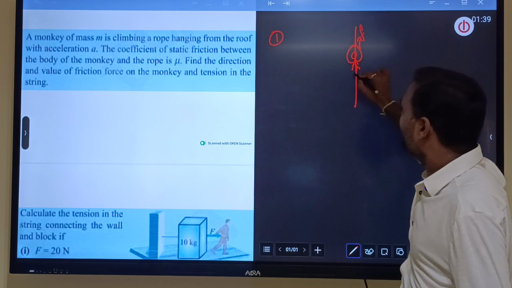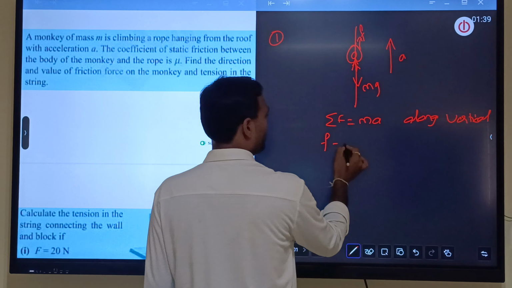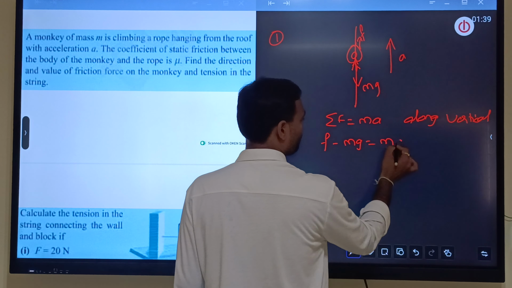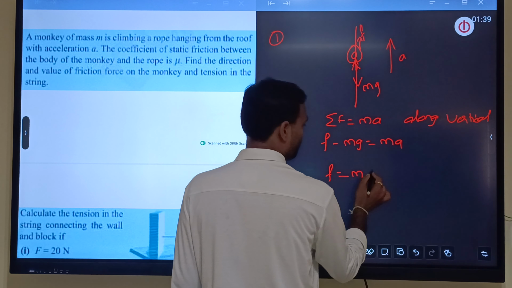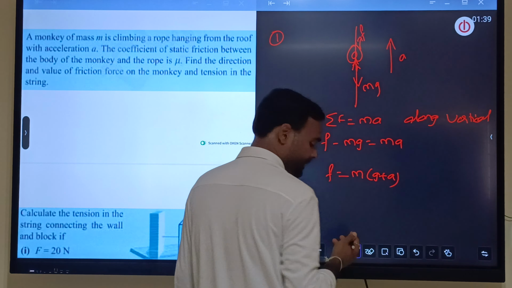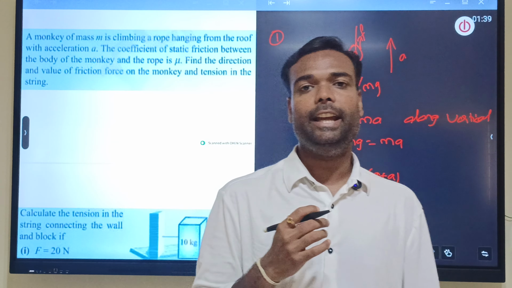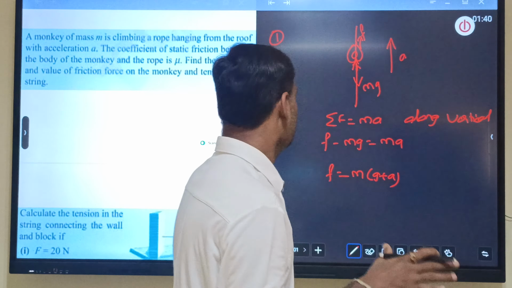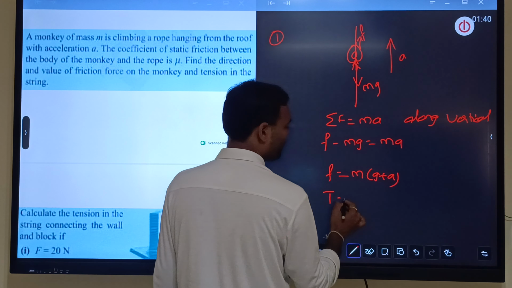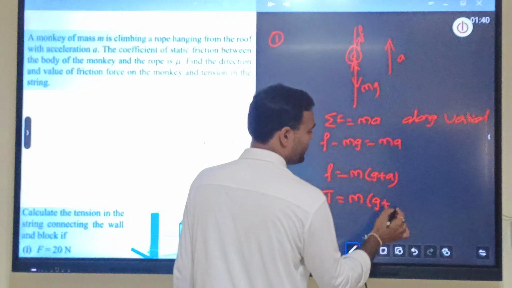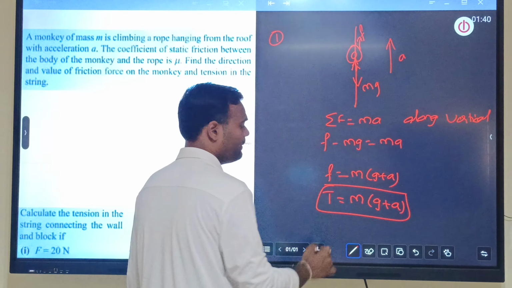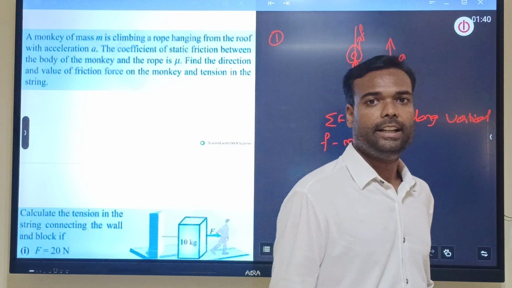and it is moving with an acceleration a. So if I write sigma F equals ma along the vertical direction, then f minus mg is equal to ma, so f is equal to m(g plus a). The amount of friction force between the monkey and rope will act as the tension in the string. So tension force becomes obviously m(g plus a), right?